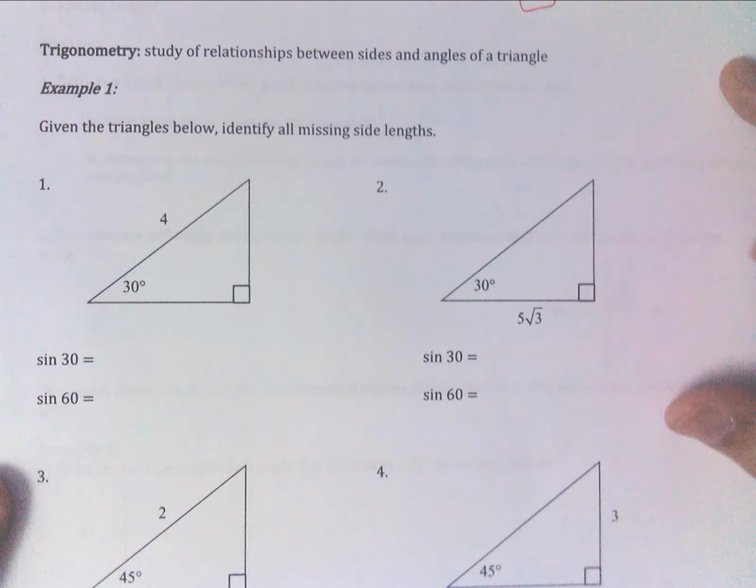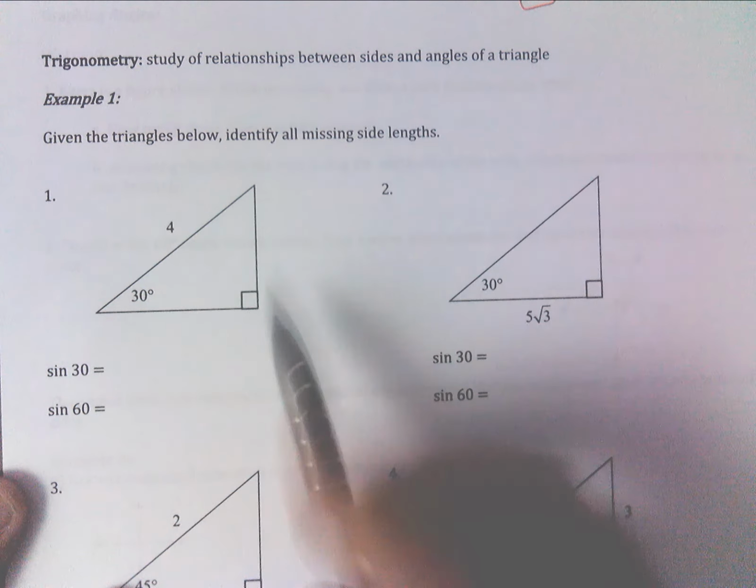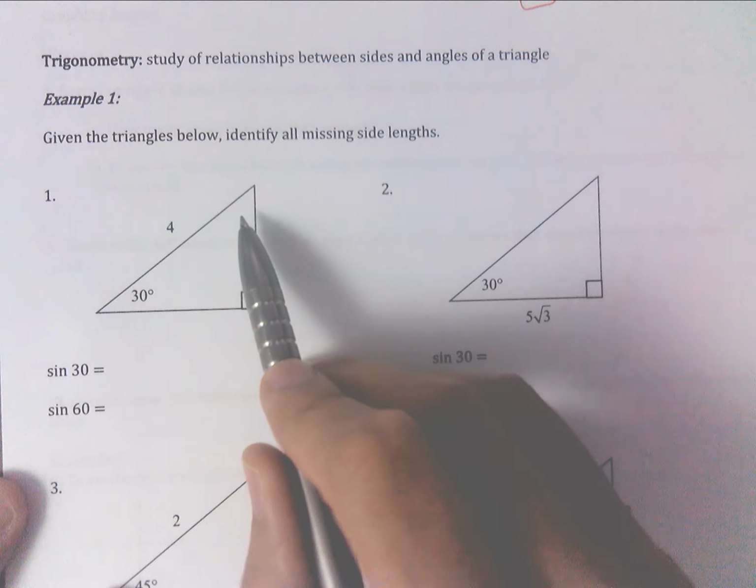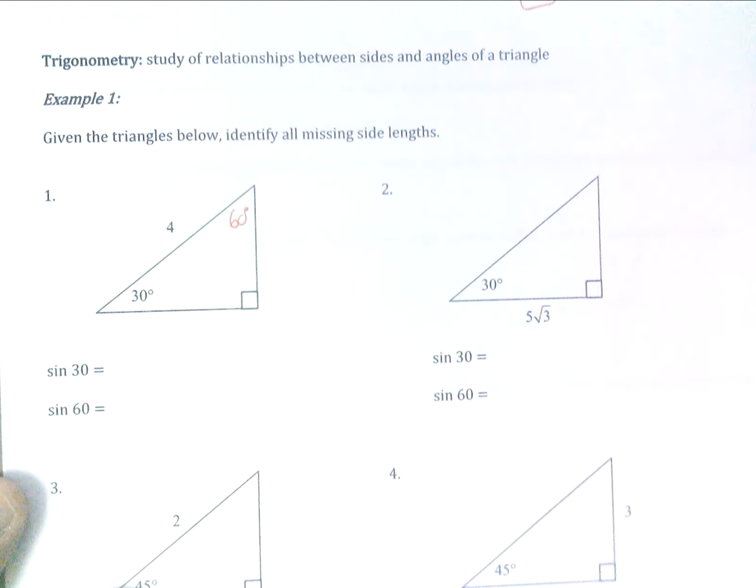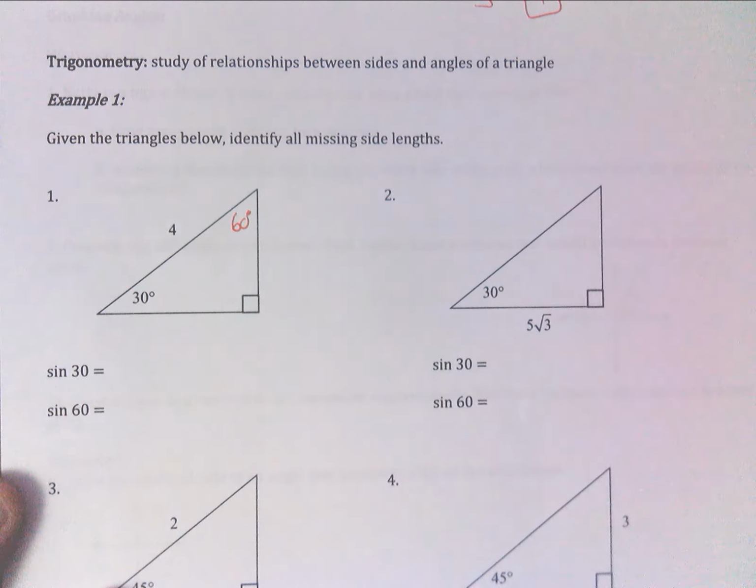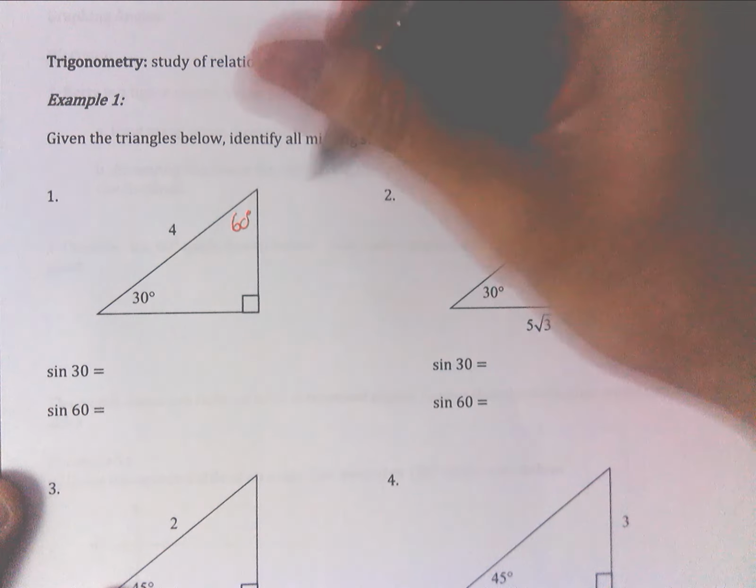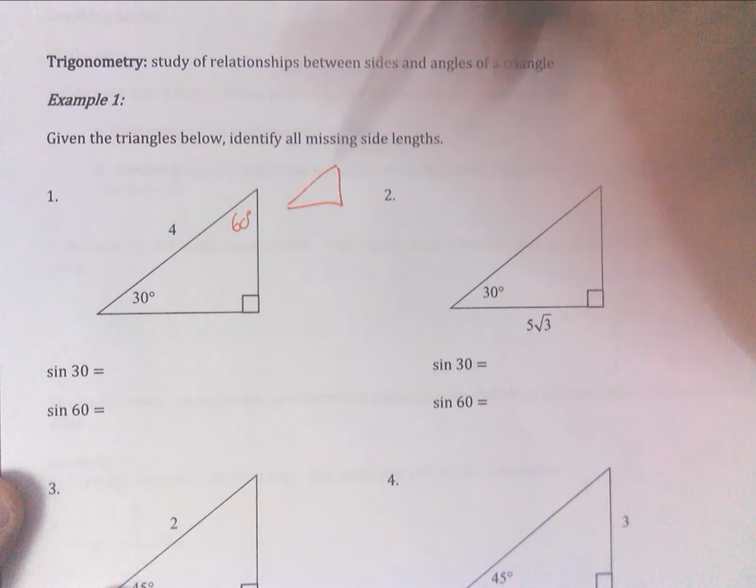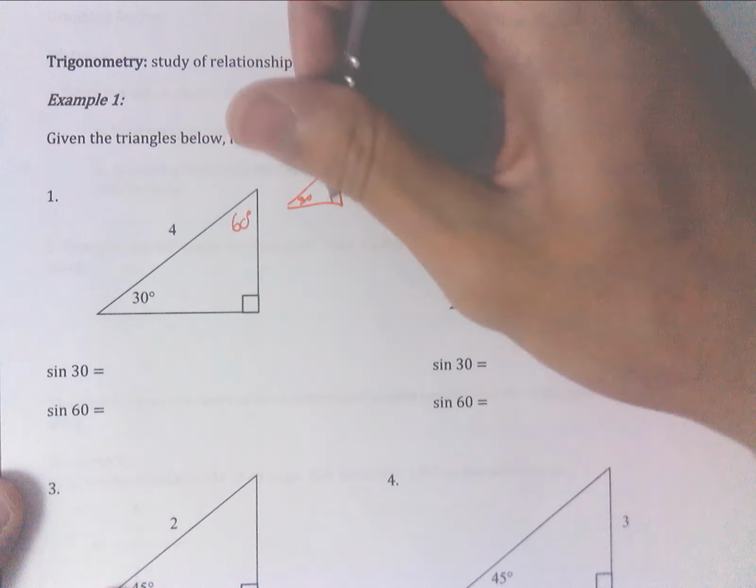Let's take a look at some special right triangles. So here I've got a 30-degree angle, a 90-degree angle. We know that the sum of the interior angles of a triangle is 180. Therefore, this last angle must be 60 degrees. So we've got a 30, 60, 90 triangle. Now, based on what we know about 30, 60, 90 triangles, let me go ahead and label this.